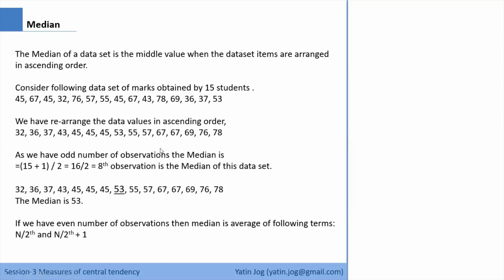Now with 53 as my median value, how many observations do I have on the left and right hand side of the median? I have 1, 2, 3, 4, 5, 6, 7 on the left hand side and 1, 2, 3, 4, 5, 6, 7 on the right hand side. So I have distributed my data set into two equal parts. Median divides my data set into two equal parts. It is the exact middle point by location. That is the task of median.